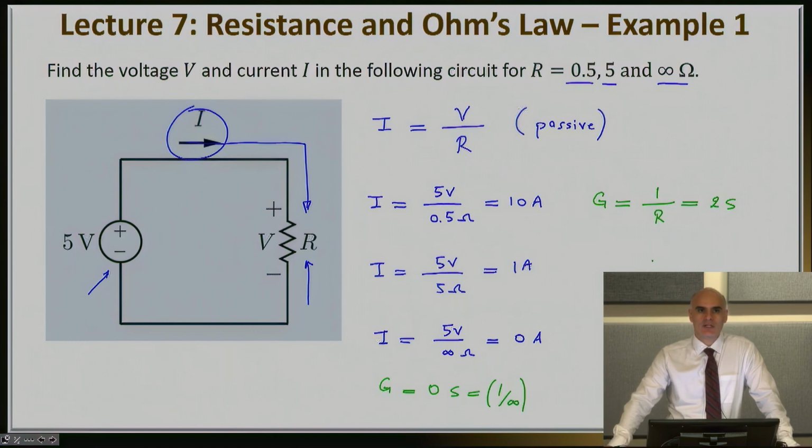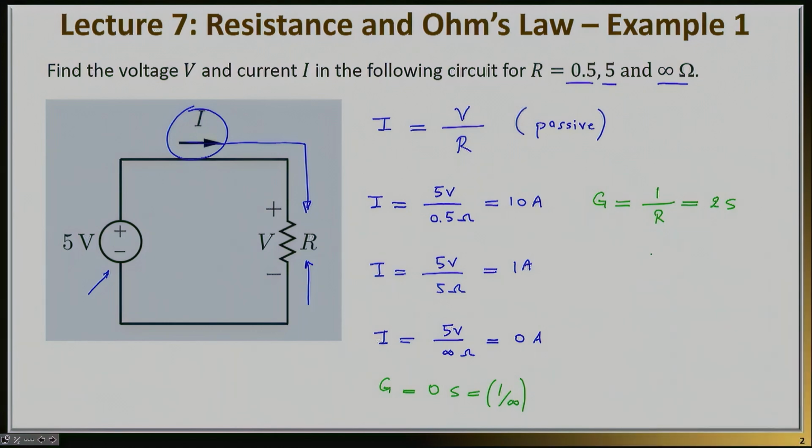So this concludes the example I want to show you here. It's a very simple application of Ohm's law. The biggest thing I want to remind you is that I is equal to V by R, provided that you're in the passive sign convention.